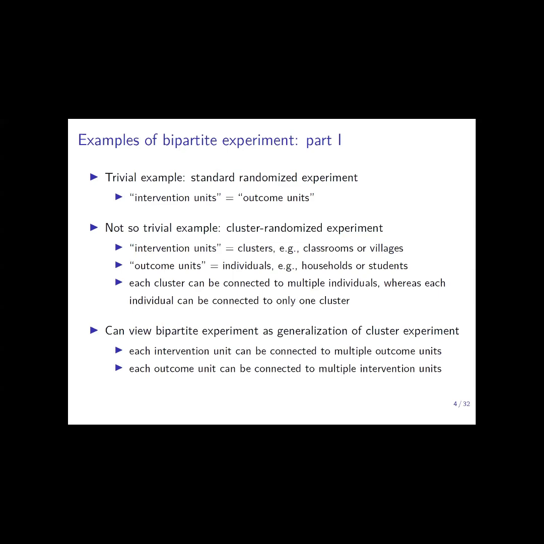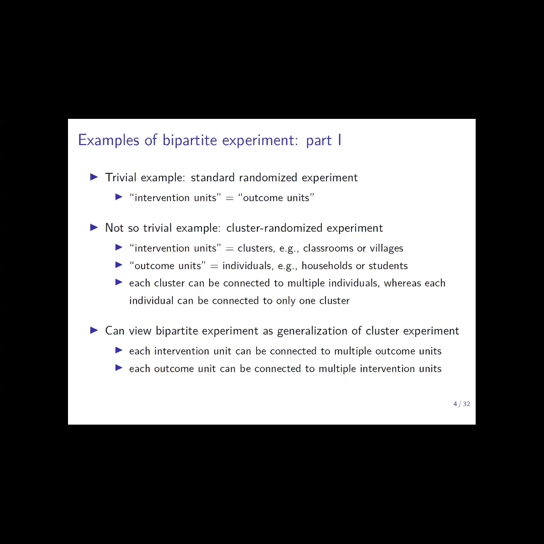Let's go back to the classic setting. The first one is a trivial setting. When we run a traditional experiment, we randomly assign treatment or control, taking the drug or not, to the patients, and we measure their outcome. So the intervention units and outcome units are the same. There's no difference. The second example is also classic, not so trivial, and can be viewed as a bipartite experiment. It's called a cluster randomized experiment. The intervention units are clusters, for example, classrooms. We have a new device for teaching at the classroom level, and we measure outcomes for the students. The students are the outcome units.